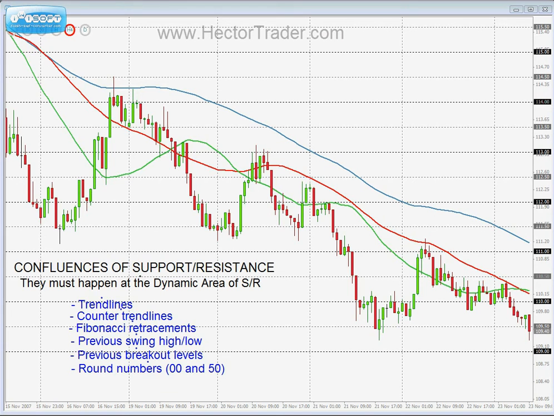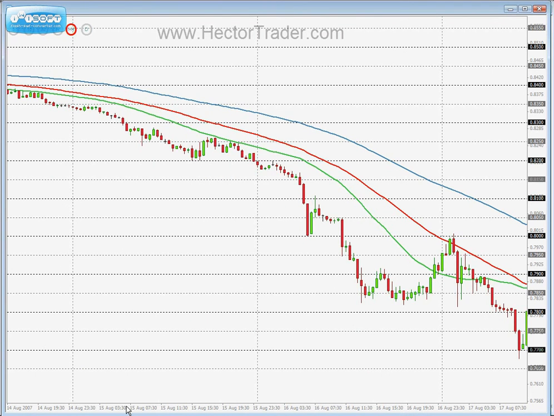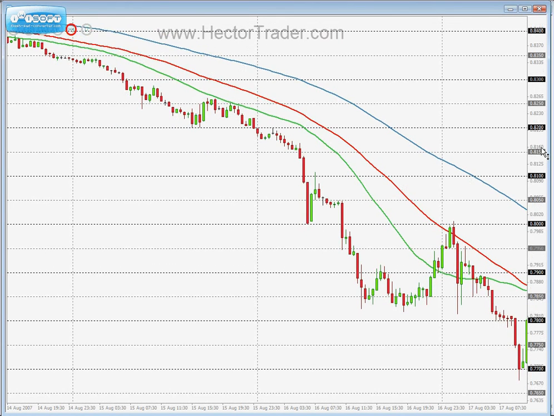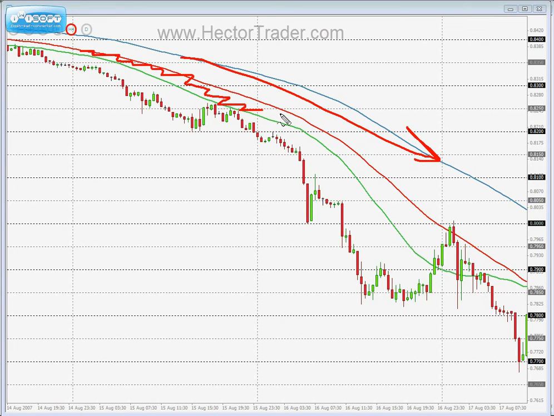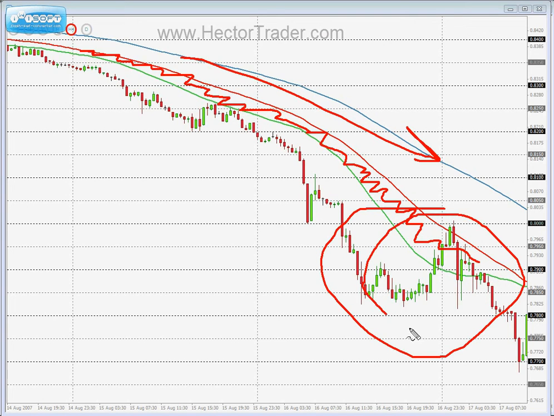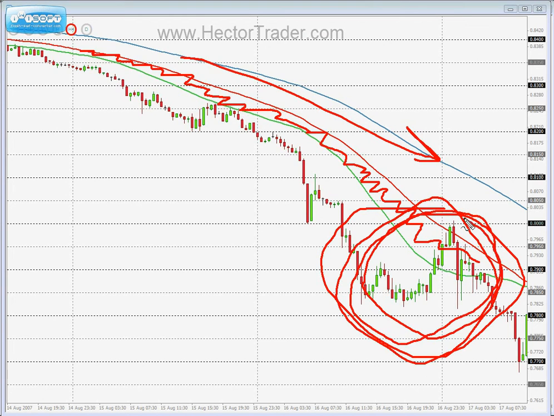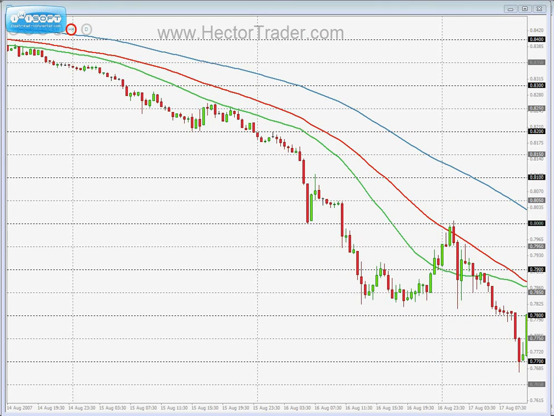Now I'm going to be showing you another example. In this case it is the Australian dollar against the American dollar, the Aussie, on the 30 minutes time frame. Well, it's basically the same thing. Nice downtrend, dynamic area of support and resistance coming around that area. Now we're going to be paying attention to this swing, by the way, guys. I want you to pay attention to this swing. So we have a clear downtrend as per the moving averages, and therefore I want to pay attention to any possible bounce around this area.